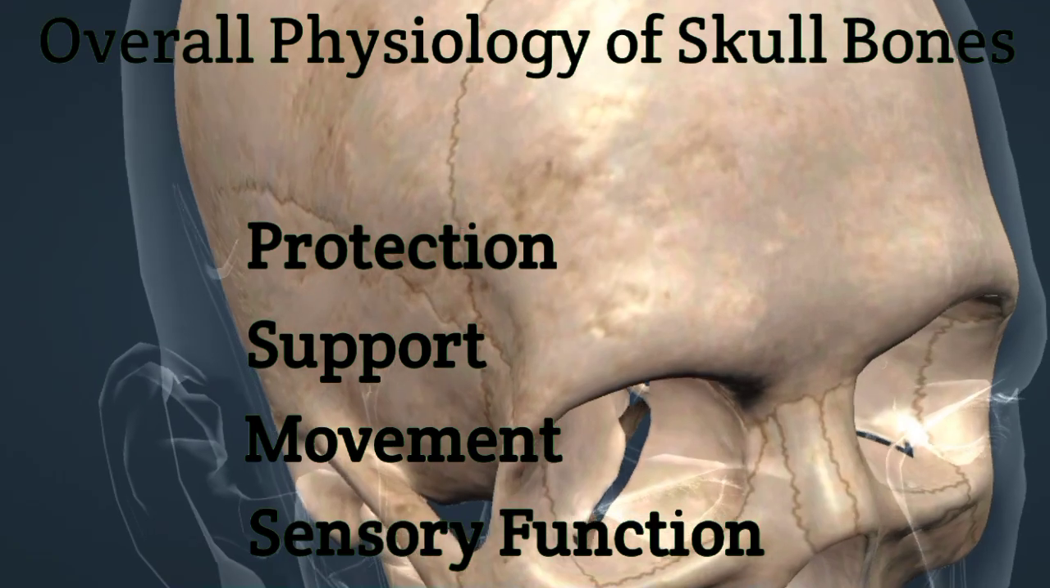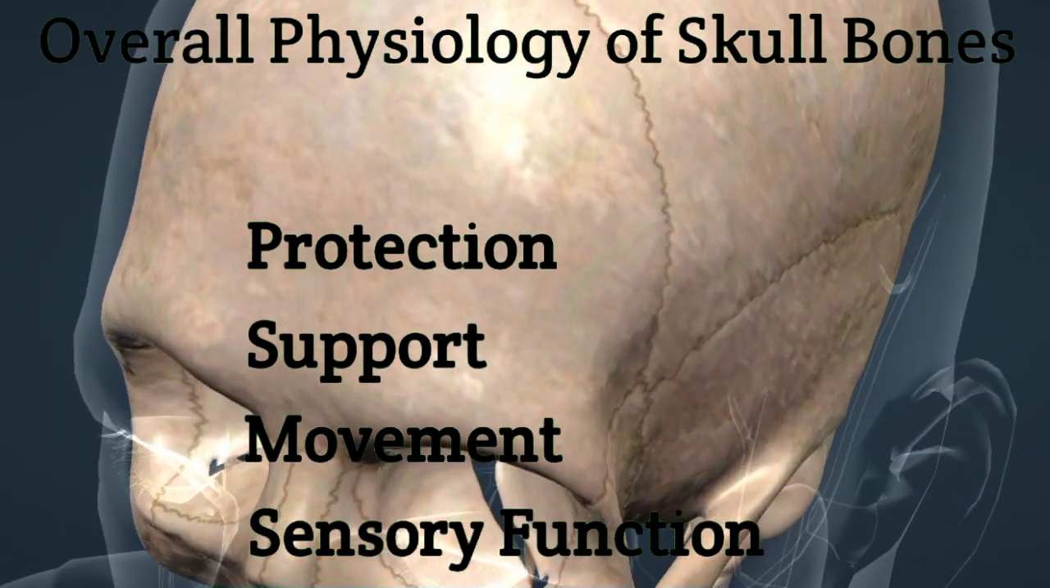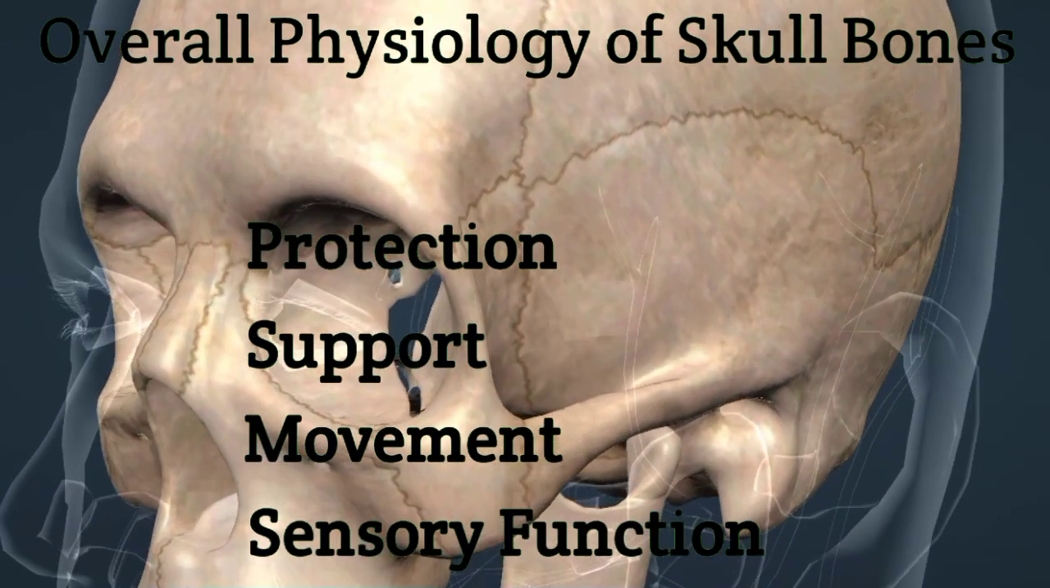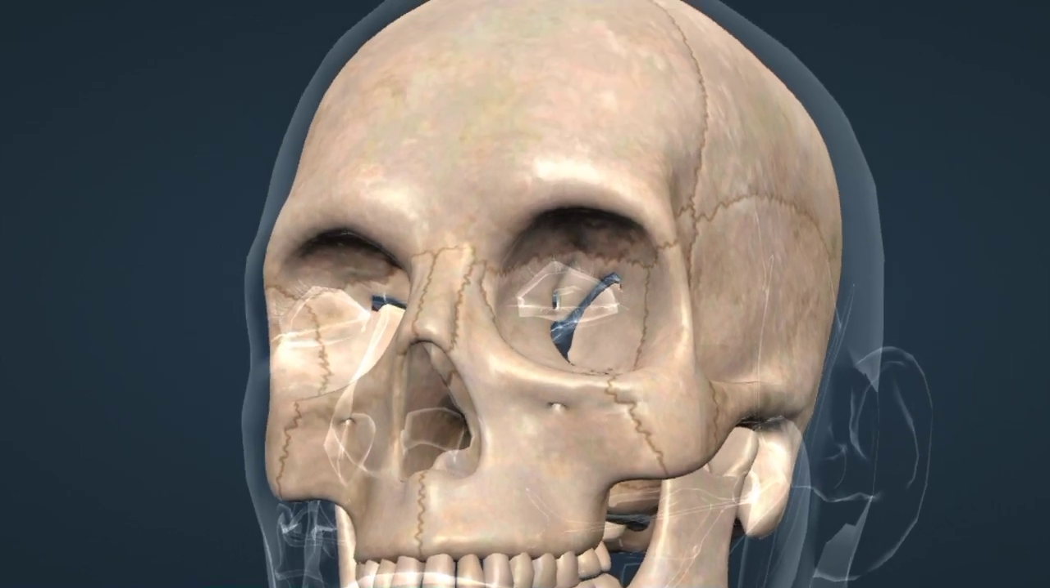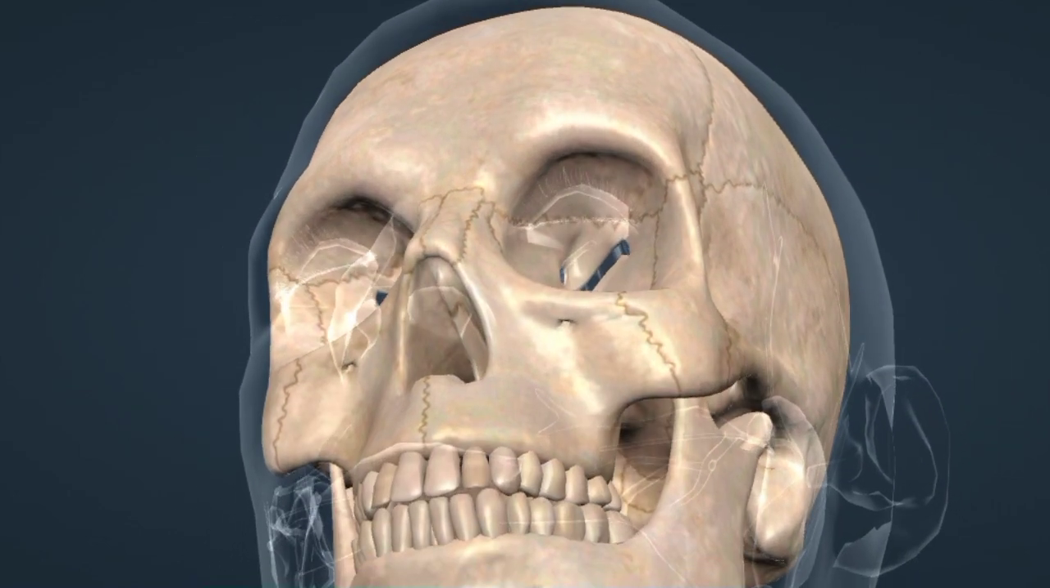Sensory function: certain bones, such as the temporal and ethmoid bones, house important sensory organs for hearing and smell. The unique anatomy and physiology of each skull bone contribute to essential functions related to protection, movement, and sensation.